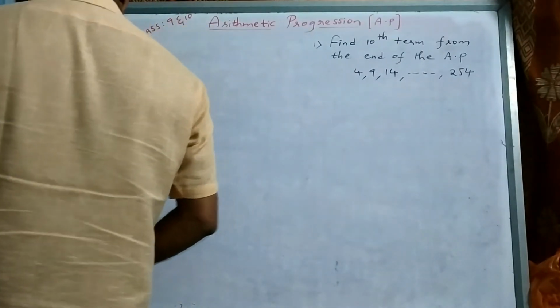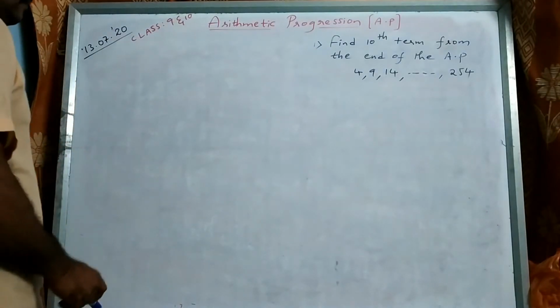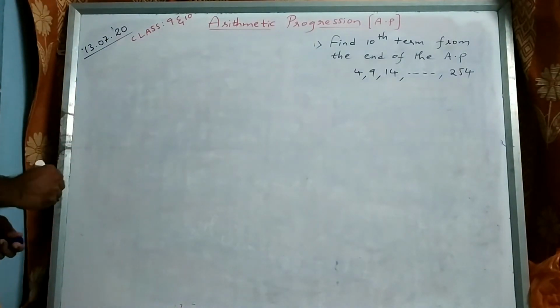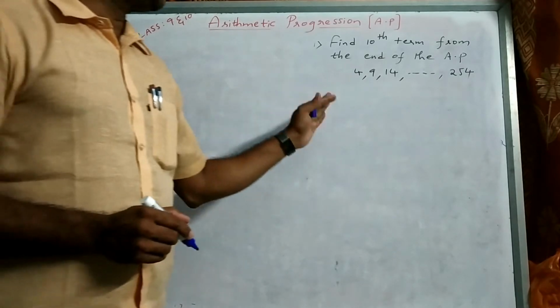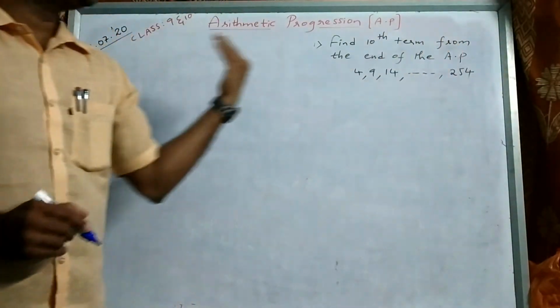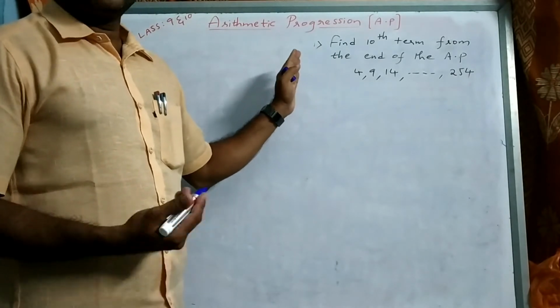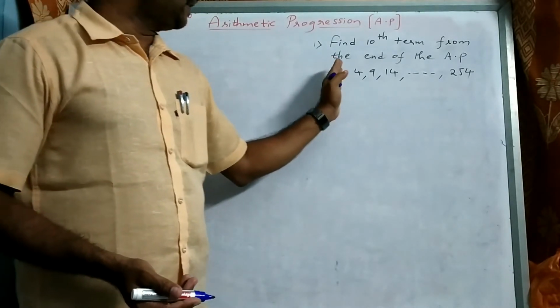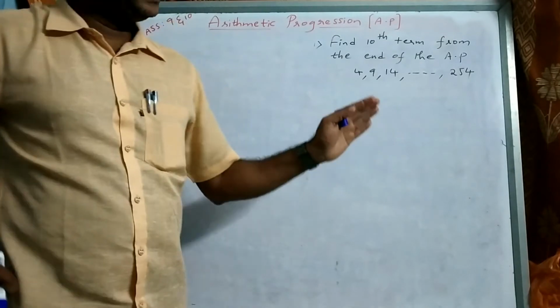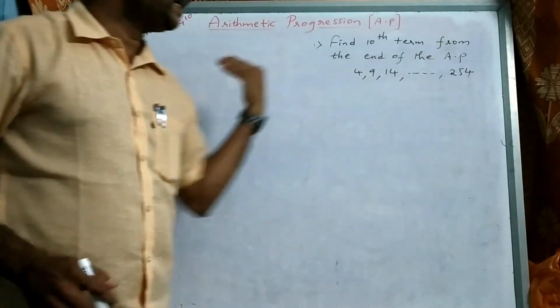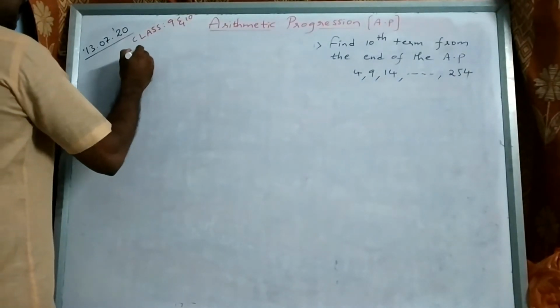Look at this. How to find the 10th term from the end of the AP? From that side we should find. From this side, the 10th term, everybody can do it: A plus 9D, right? The 10th term from this side means A plus 9D. But they are asking from that side. So what is the given AP here?